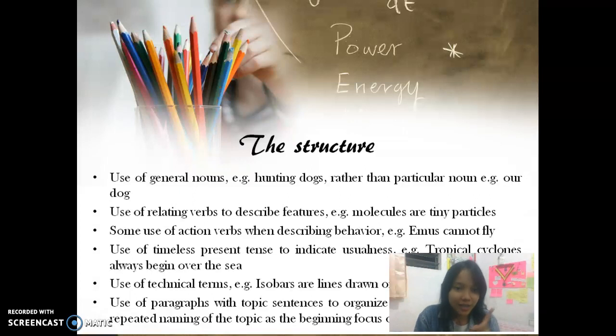Okay, I missed one point: use of technical terms. For example, if you want to talk about music, you have to know particular terms about music, for example the partiture, or any kinds of particular terms about music. And the next is the use of paragraphs with topic sentences to organize bundles of information, and repeated naming of the topic as the beginning focus of the clause.